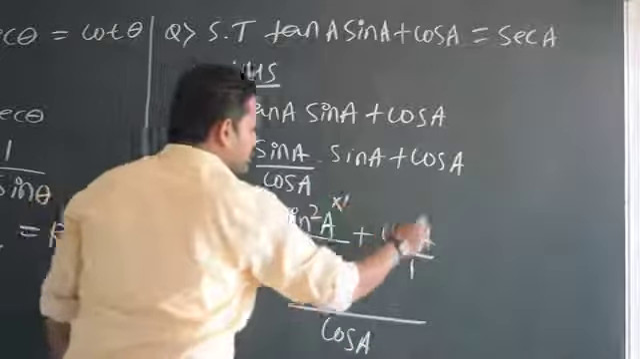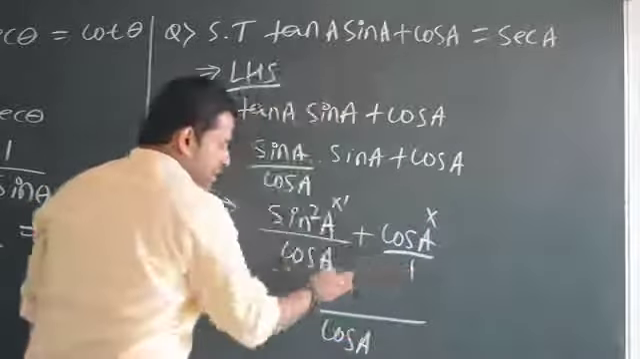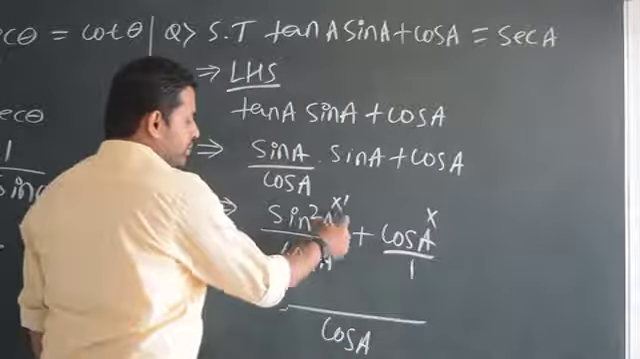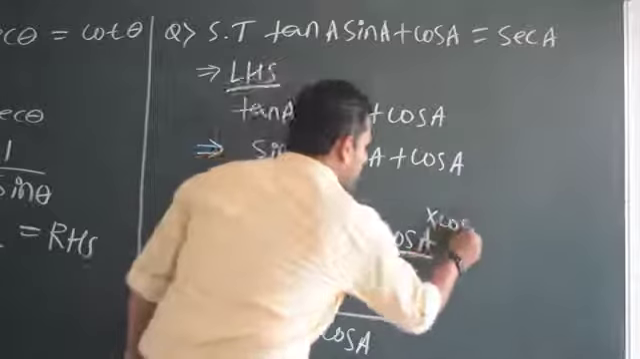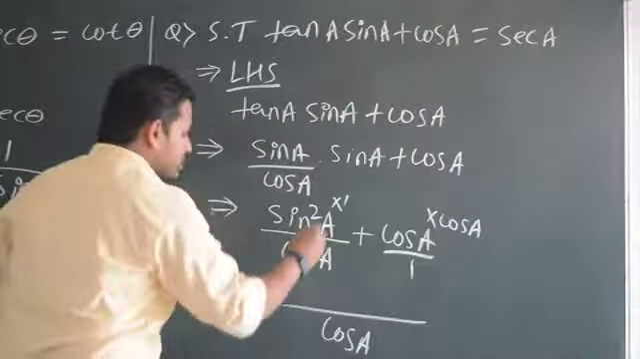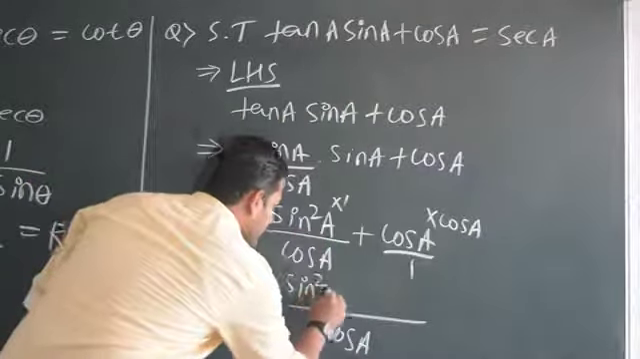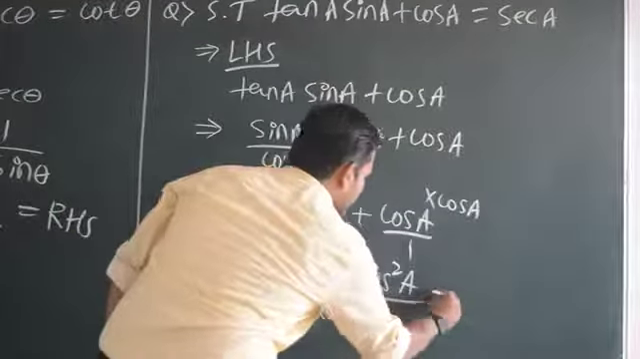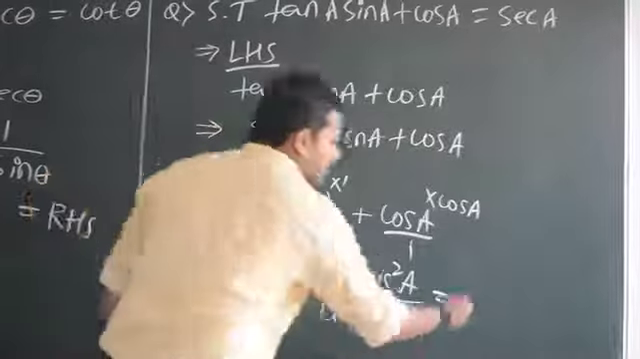Here 1 is there, no? Cos A and 1. What will be the LCM? Cos A. Here cos A is there, that's why into 1. Here 1 is there, that's why into cos A. Okay. So sin square A into 1 becomes sin square A plus cos A into cos A becomes cos square A. So now sin square A plus cos square A is 1.